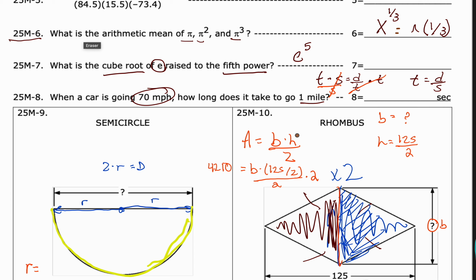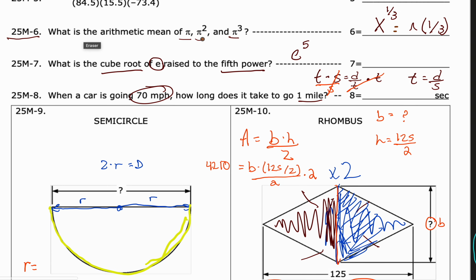6. What is the arithmetic mean of pi squared, pi cubed? So in this case, right, we add those three numbers and then divide by 3.